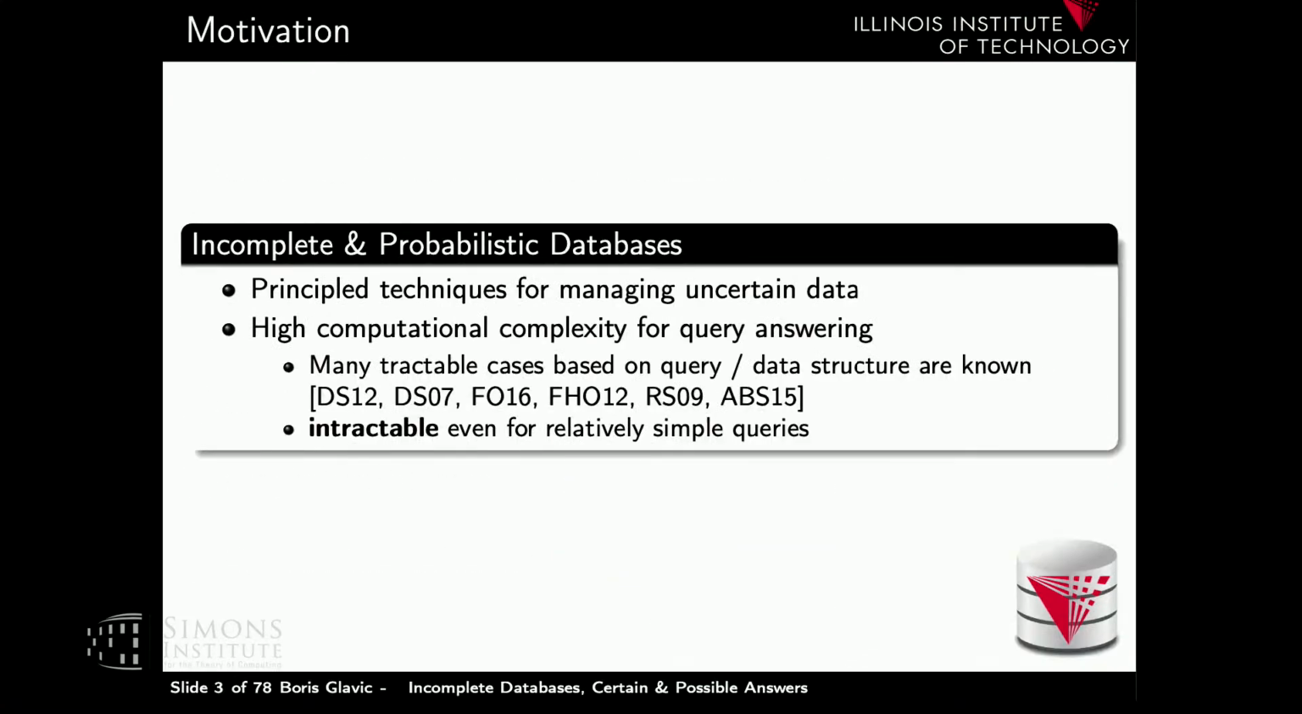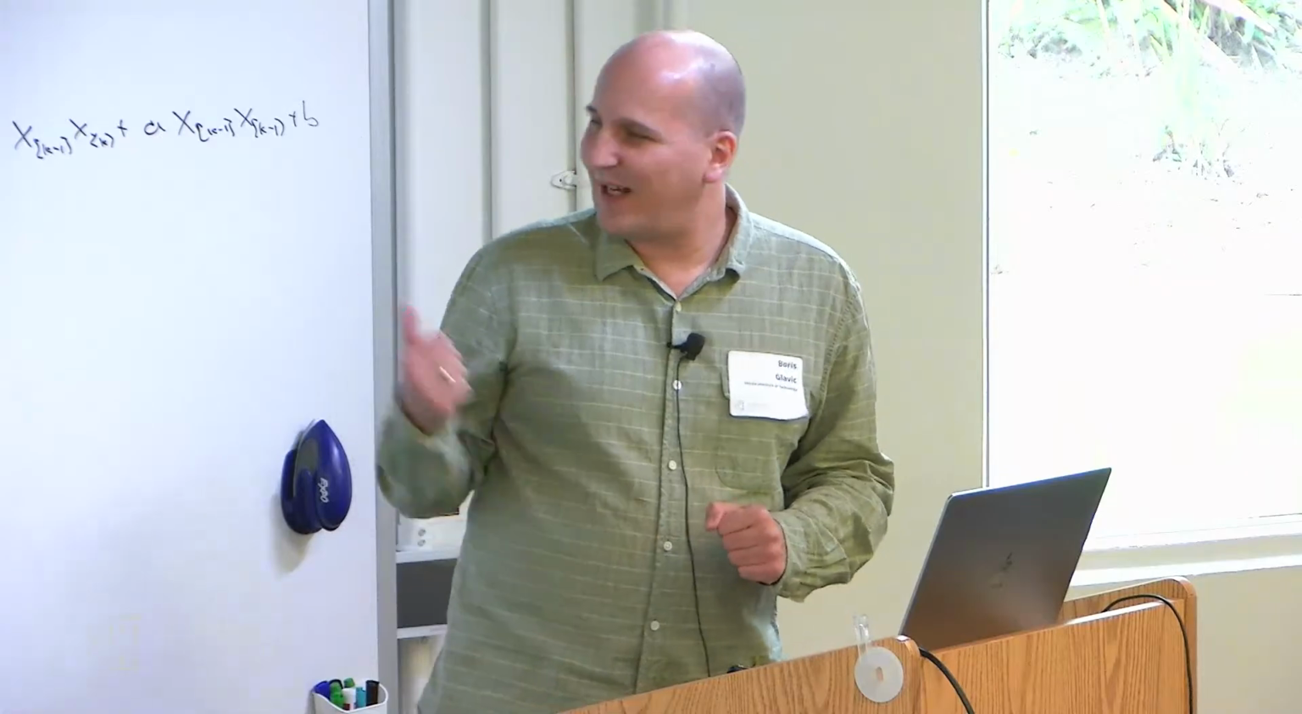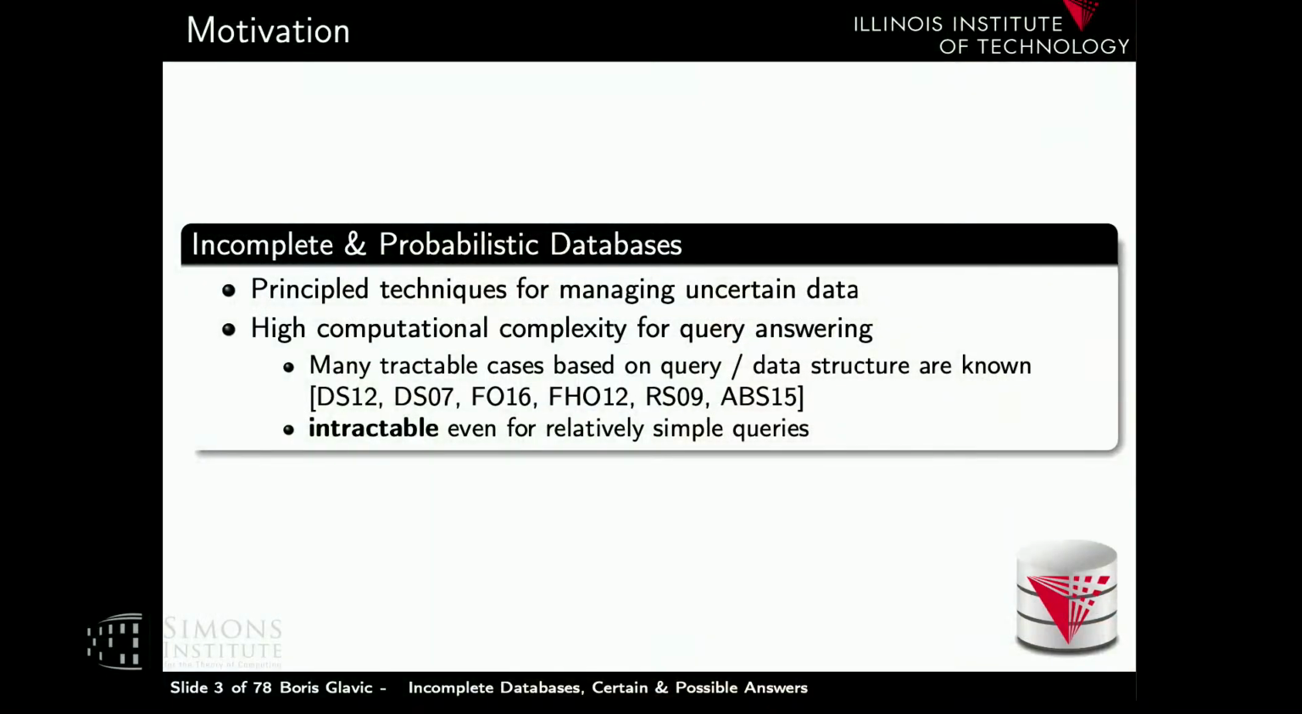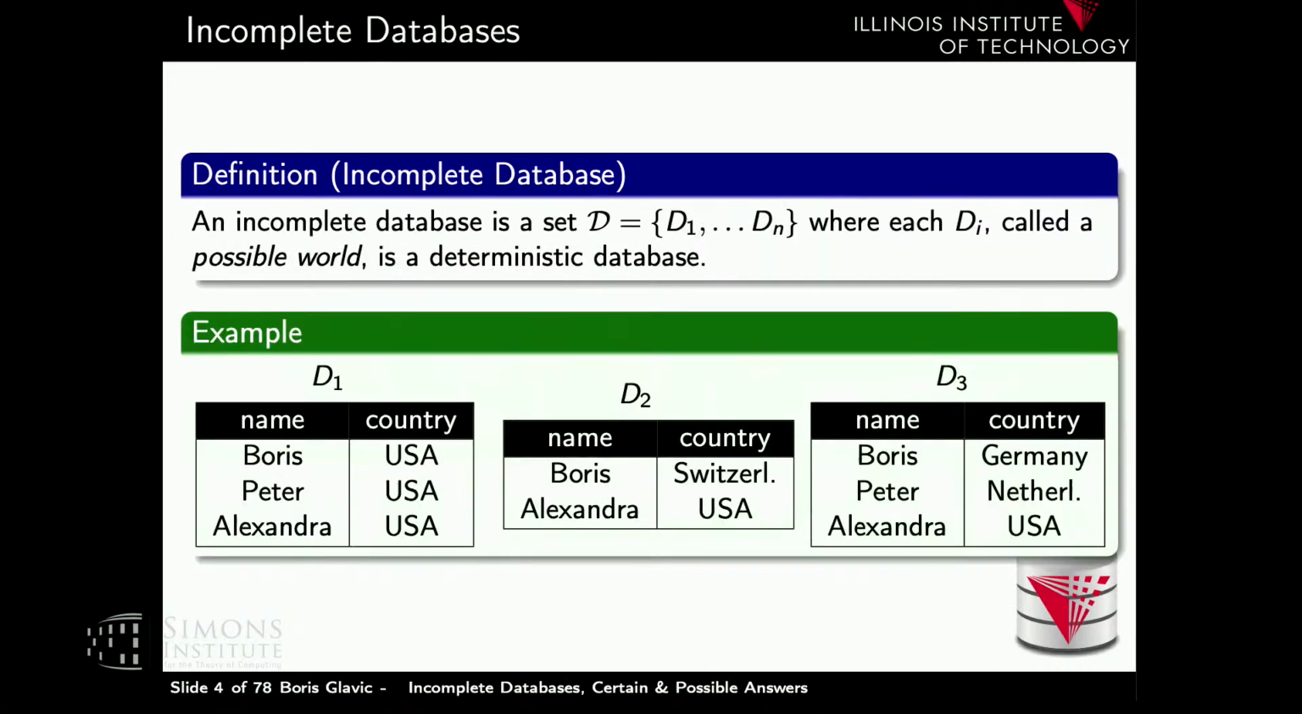So we all know here in the room what an incomplete database is, and we all, I think, agree that these are principled techniques for managing uncertain data. And of course, the complexity landscape is relatively well understood, right? There are many important results. Many people here in the room have proven them. I'm not going to go through all of them, but still the fact remains that this is intractable even for relatively simple queries, depending on the representation system that you use.